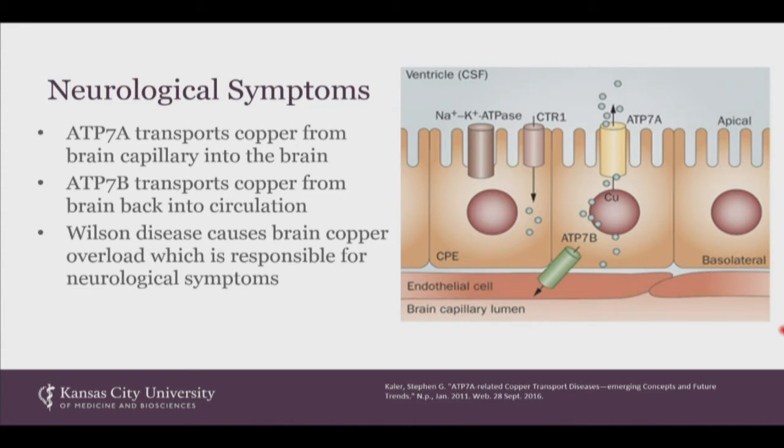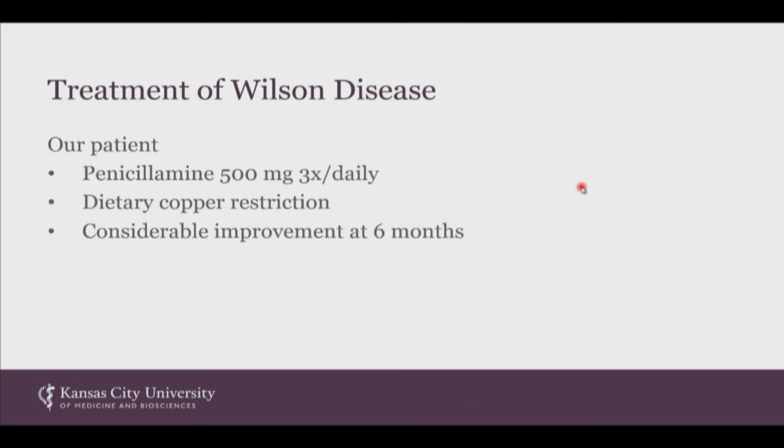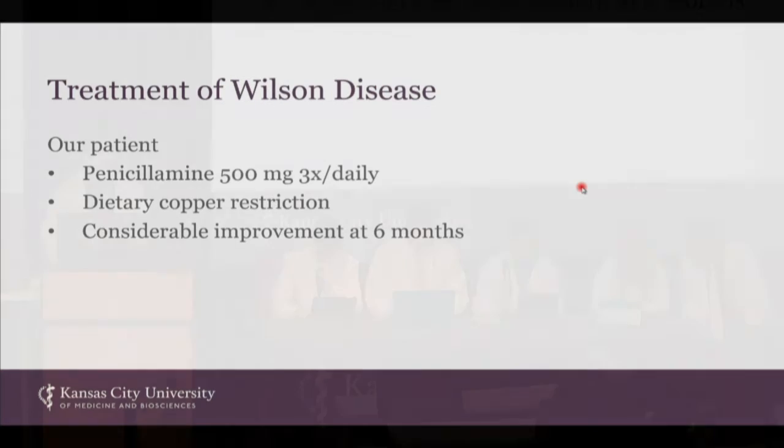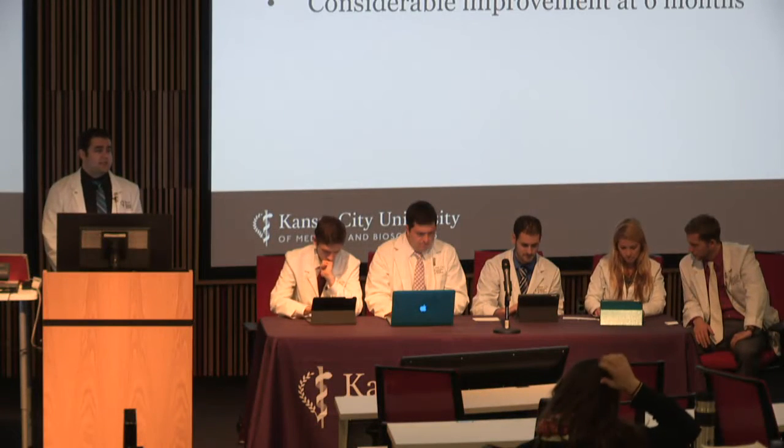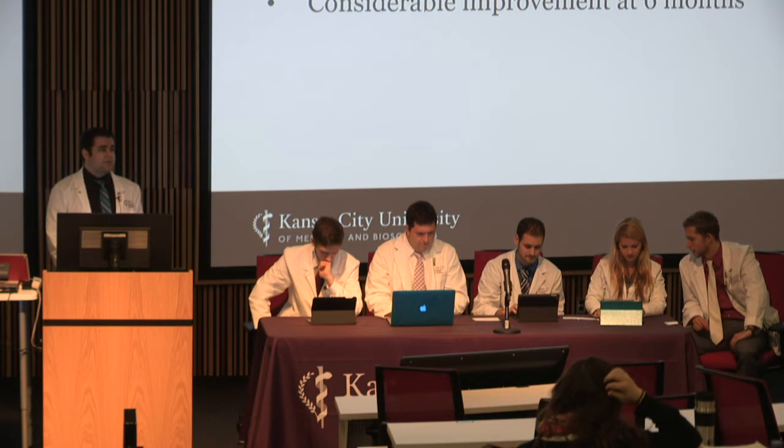It should take the copper from the brain and transport it back into the blood. However, as ATP7B is non-functional, there is no way to relieve the brain of excess copper, so these neurological symptoms will form as there is a copper overload. And in fact, 10 to 20% of patients with Wilson's disease initially present to the clinic complaining of a neurological symptom.